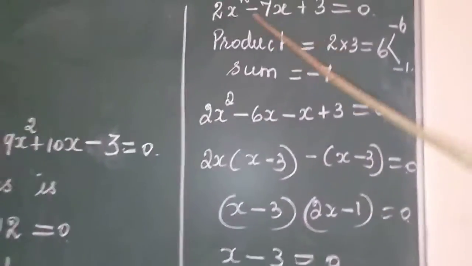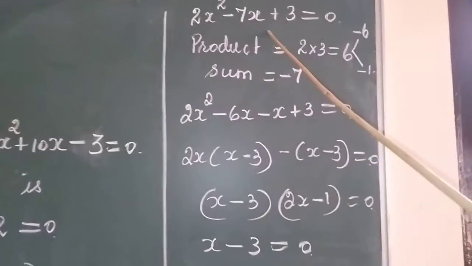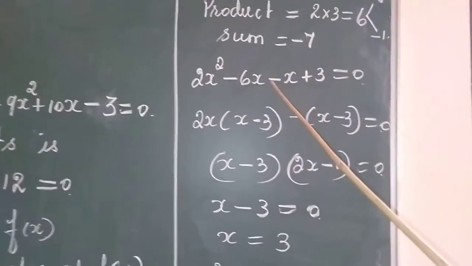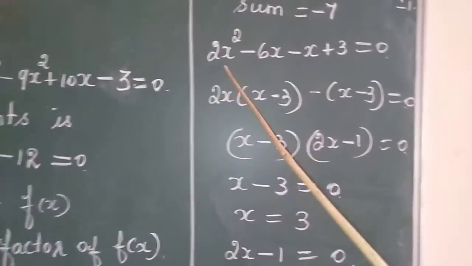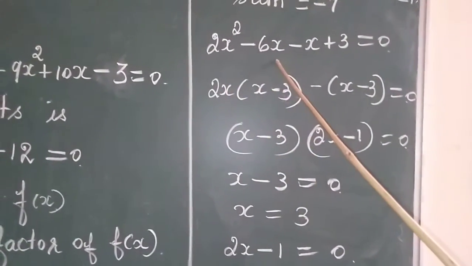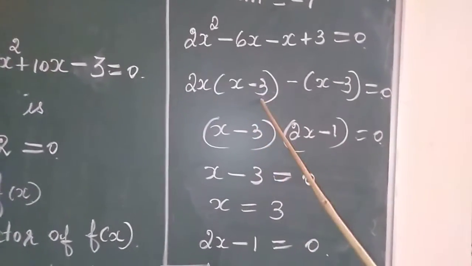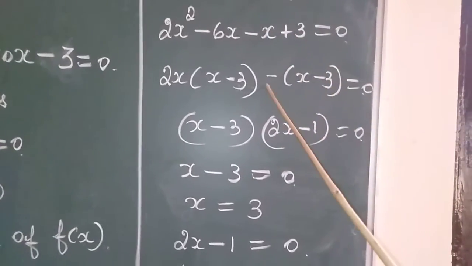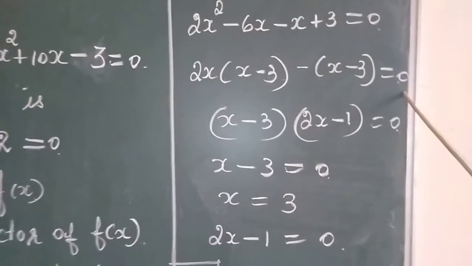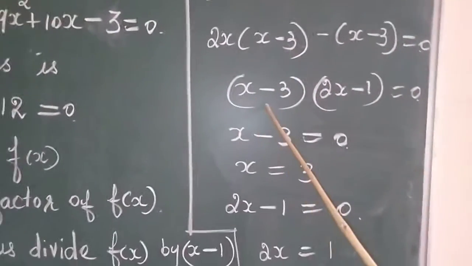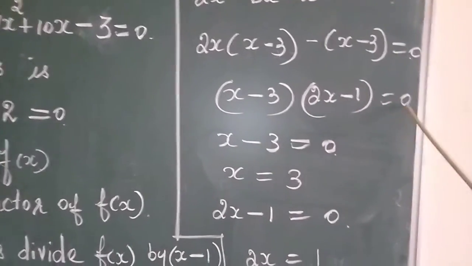Now we are going to expand this equation by using these numbers. 2x square, this minus 7x we can write as minus 6x minus x, plus 3 is equal to 0. Now for these two terms, the common term is 2x. If you take out 2x, the remaining will be x minus 3. For these two terms, the common is a minus. If you take it out, the remaining will be x minus 3 is equal to 0. Now for these two terms, x minus 3 is the common. If you take it out, the remaining will be 2x minus 1, that is equal to 0.